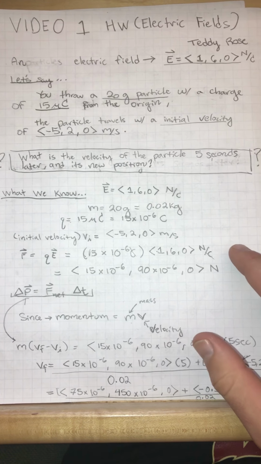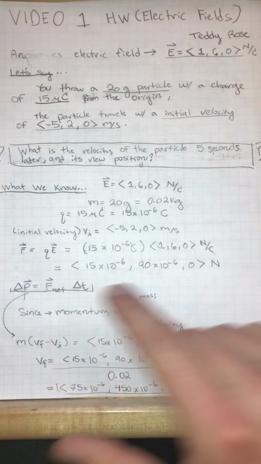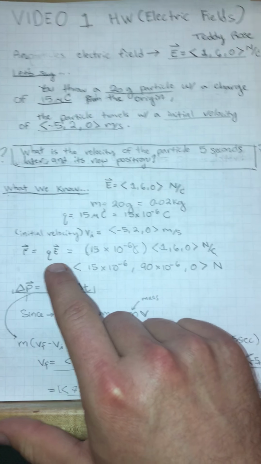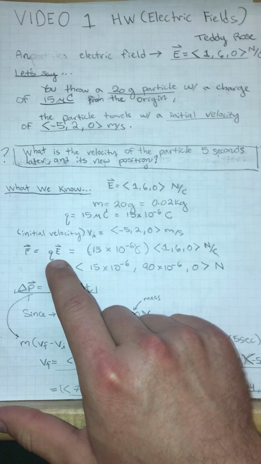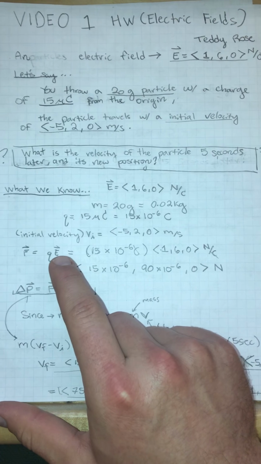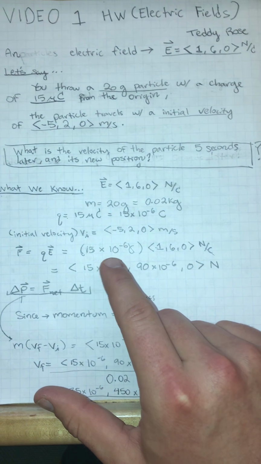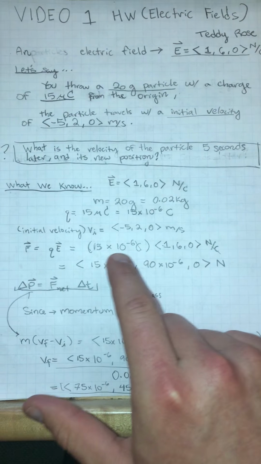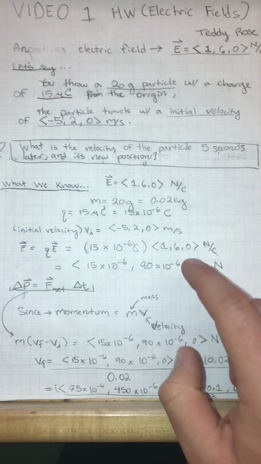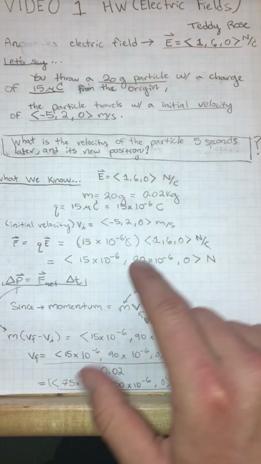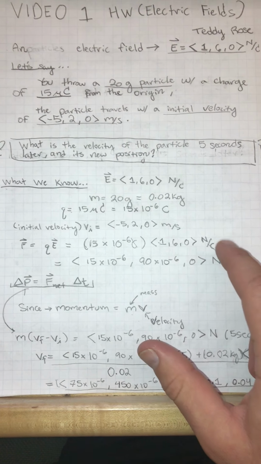Then, using the force equation, which can be deduced as the charge of the particle, since we only have one, times the electric field, we get 15 times 10 to the -6 coulombs times the position of the electric field, and then we get newtons as the coulombs cancel.